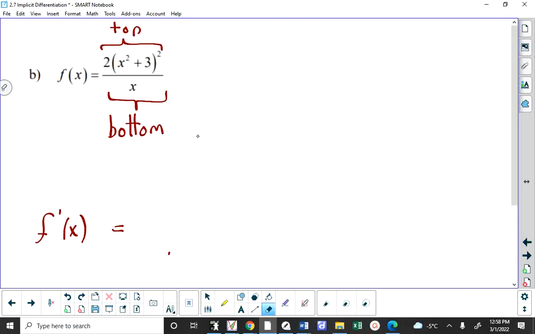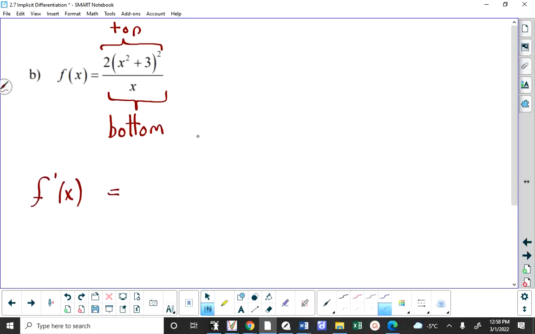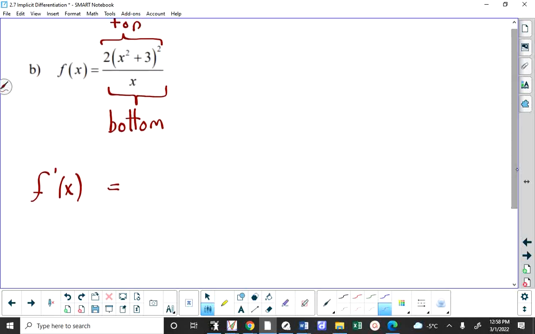And the quotient rule says that f prime of x will be the derivative of the top, which will be 4 times (x squared plus 3) raised to the 1 times 2x. So let's just talk about that for a second.